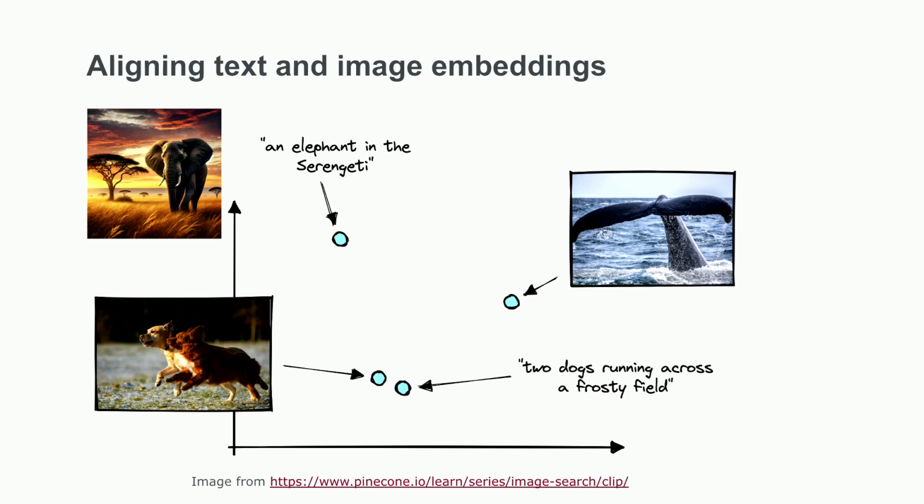These two vectors have the same dimension, they have the same size, but they correspond to two completely different modalities. So we're going to pull them together while training CLIP. And then you see that the text description that doesn't match an image, like an elephant in the Serengeti, is going to be close to the image of the elephant, but very far away from this image that has the tail of a whale. This particular image has no matching text description.